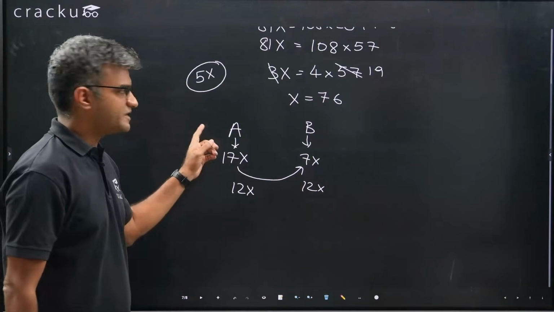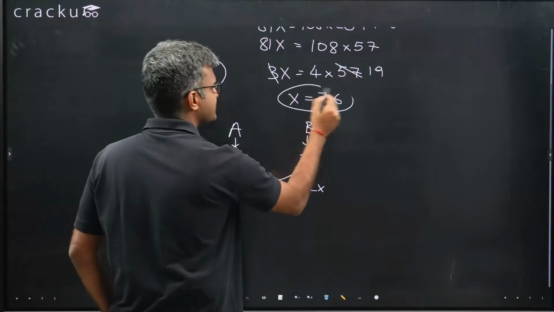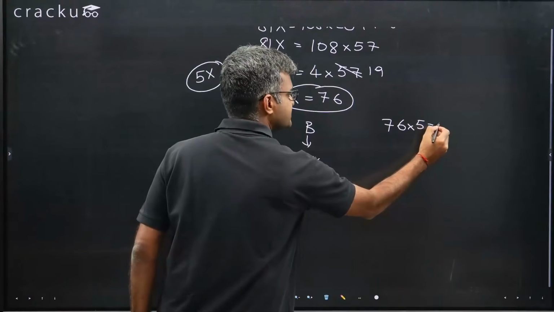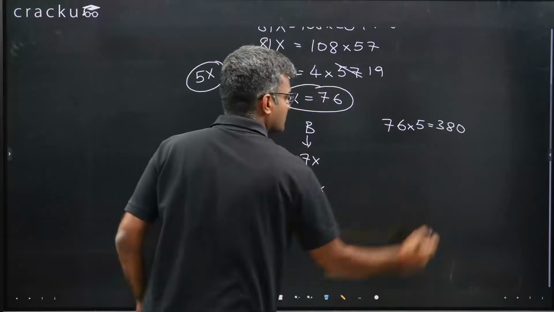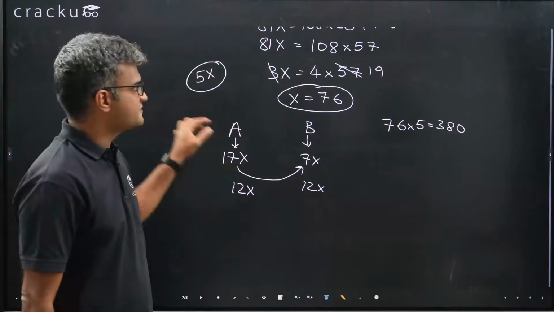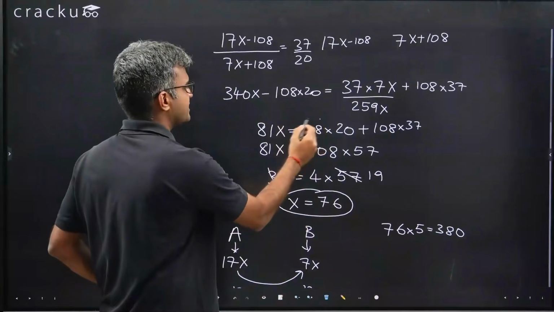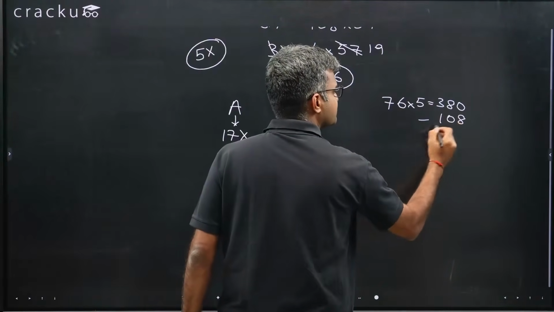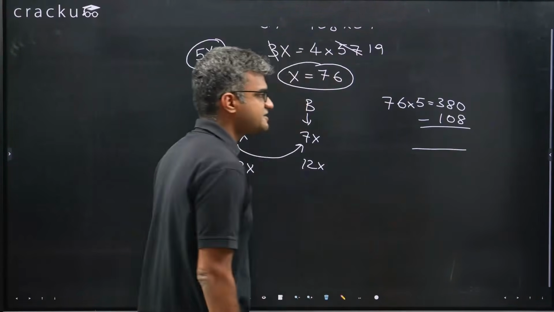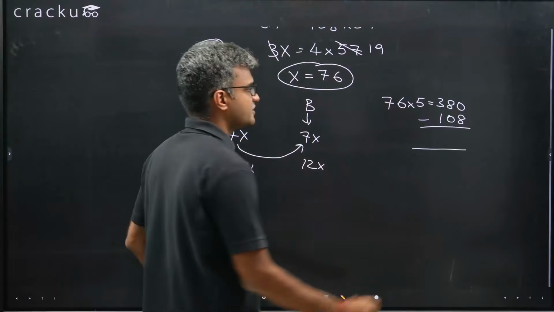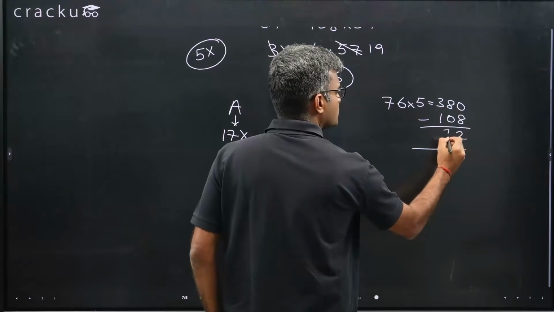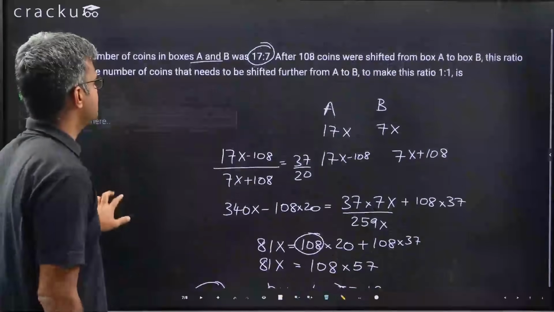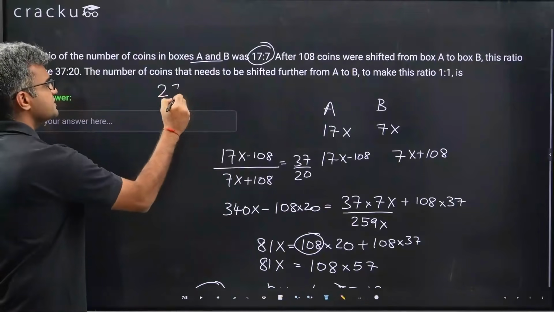So how many coins should have been transferred? The value of x is 76. The number of coins that should have been transferred is 76 into 5, which is equal to 380. But out of this 380, some coins were already transferred. Here we have seen that 108 coins were transferred. Therefore, the number of coins that should have been further transferred is 380 minus 108, which is equal to 272. So the answer for this particular question will be 272.